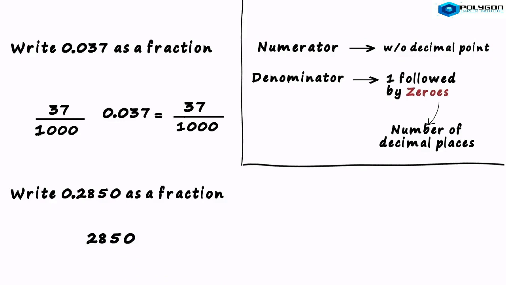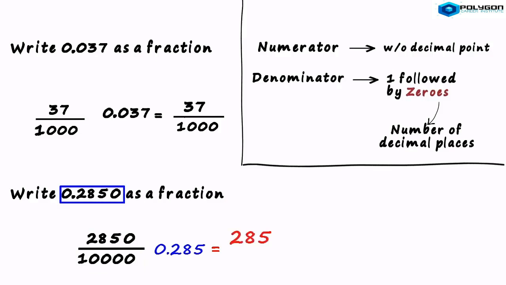In the denominator, we write a 1 followed by zeros. The number of zeros we write here will be equal to the number of decimal places in the decimal fraction. As there are 4 decimal places, we write 4 zeros after the 1. That's your fraction, 2850 by 10,000. If we view 0.2850 as 0.285, then we can write the fraction as 285 by 1000, which is an equivalent of this fraction.